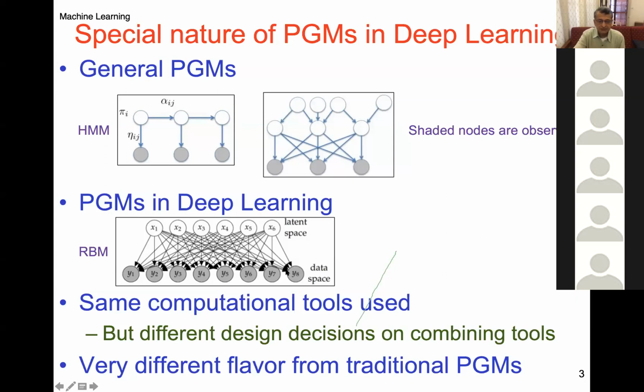So that's the issue in the next few slides, is what are the differences between general PGMs and PGMs in deep learning? And mention is made here that the same computational tools are used. General PGMs is a much better established field. PGMs in deep learning, less well understood. And what are the computational tools that one works with is how do you learn the parameters? For example, HMM is very famous. Learning the parameters of an HMM, there are very classic algorithms for doing that.